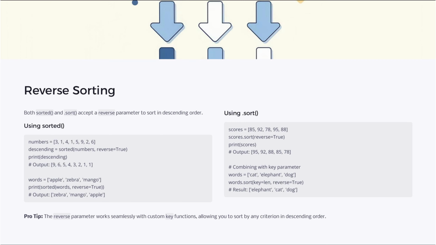Reverse sorting in Python is straightforward with the reverse parameter. Use sorted or .sort to arrange elements in descending order. For example, numbers equals 3, 1, 4 becomes 4, 3, 1 with reverse equals True. This parameter also integrates with custom key functions, enabling complex sorting criteria in reverse order, like sorting words by length.